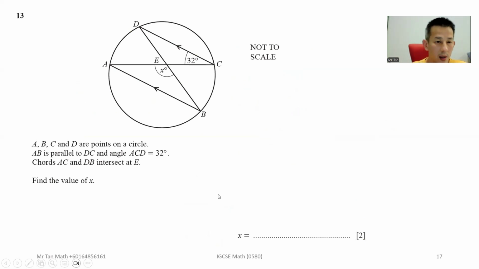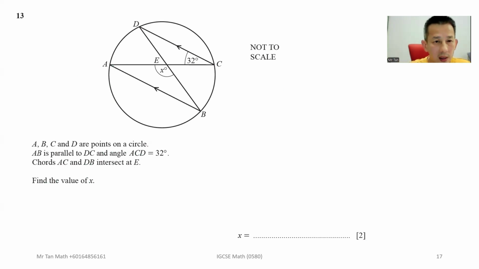13. Okay. A, B, C, D are points on the circle. AB is parallel to DC, and angle ACD is 32. Okay, chords AC and DB intersect at E. Find the value of X.